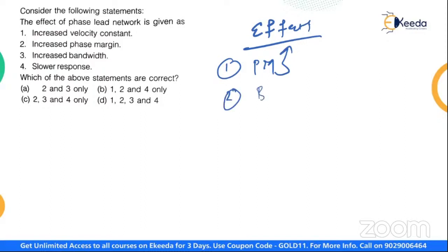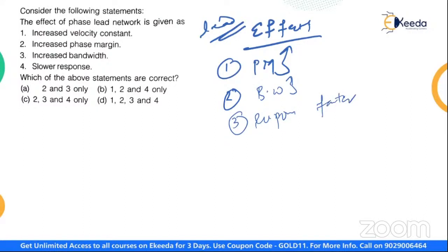Second thing, your bandwidth also increases because of lead. Bandwidth also increases. Then what? If bandwidth is increased, your response will definitely become faster. Correct or not? Now, response is faster. Last point. Steady state. See, all of these points are interrelated to each other. Nothing is separate from each other because one parameter depends on another. If phase margin is increased, definitely bandwidth is increased, definitely response is faster. Fourth one is what? Steady state error, that is not accepted.